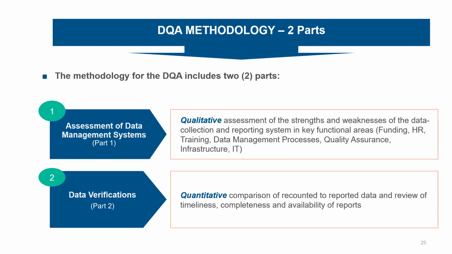So it's in two parts when you use a data quality audit. The first part is the qualitative, where we assess the strengths and weaknesses of the data collection and reporting system. And then the quantitative part, where we look at data verification, comparing recounted to reported data, and review the timeliness, completeness, and availability of reports.